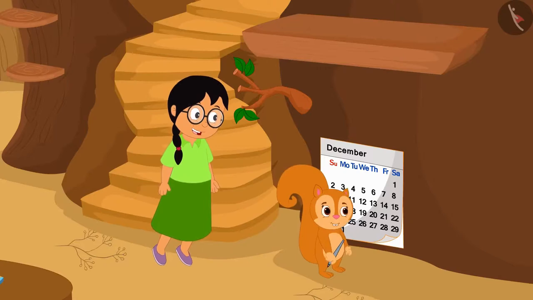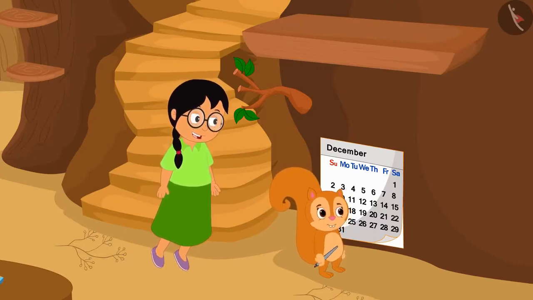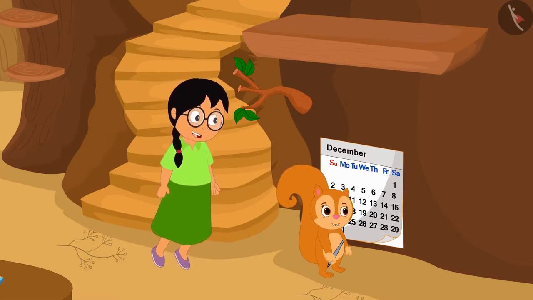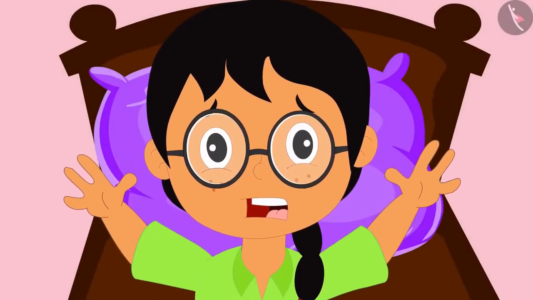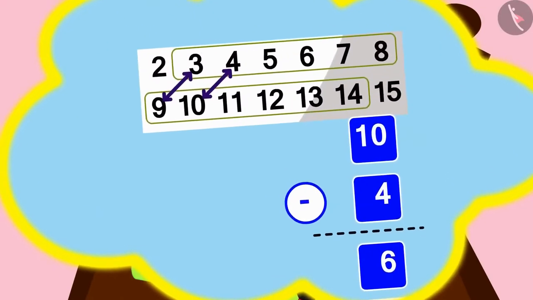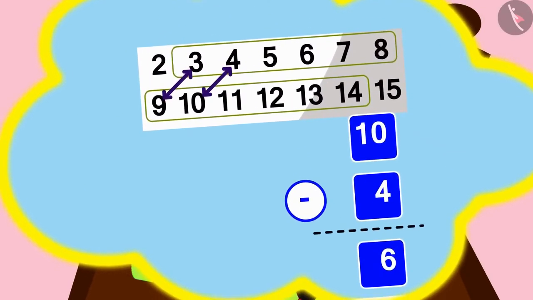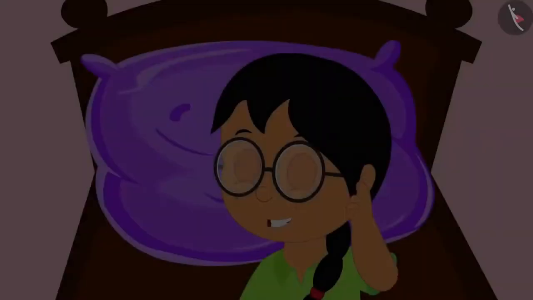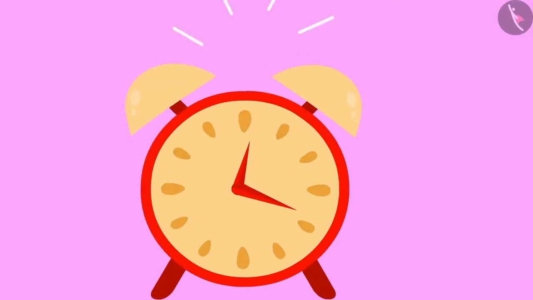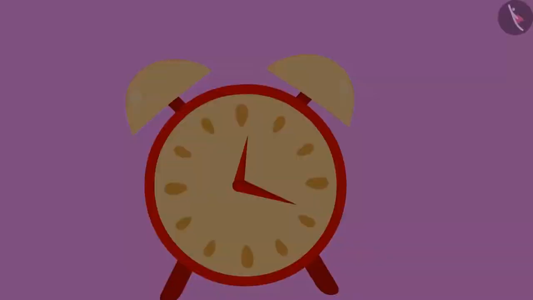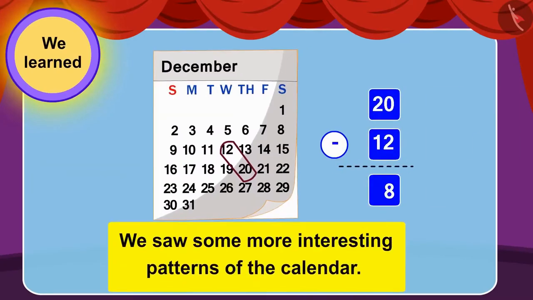Meenu became even happier on seeing this calendar pattern. She started dancing happily. Just then, her alarm started ringing and she woke up from her dream. But Meenu still remembered the magic of the calendar she had seen in her dream. She decided to show that magic to her friends the next day and switched off her alarm and went off to sleep again. Children, in this video, we saw some more interesting patterns of the calendar.